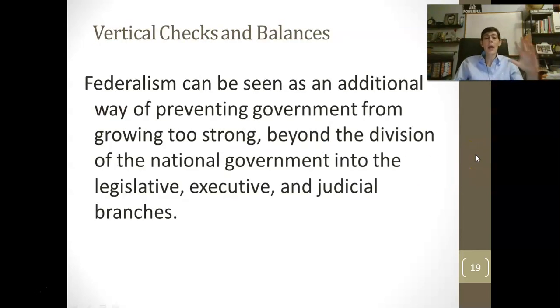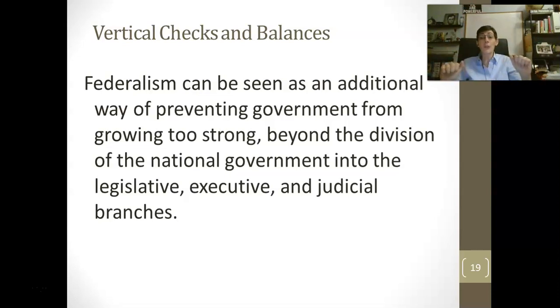So now we also have checks and balances from the national government in the form of separation of powers among the three branches. But federalism offers a vertical check, right? So a horizontal check is like, okay, you have Congress, executive, judicial, right? And they're all on the same level. That's horizontal, right? And we have checks and balances and separation of powers between those three. But now we have vertical, federal, state, right? So there's checks and balances and separation of powers vertically as well.